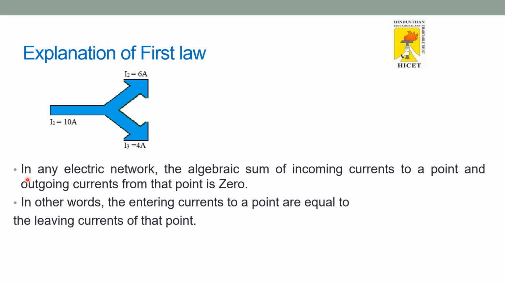So we can say that in any electric network, the algebraic sum of the incoming current to a point and the outgoing current from that point is 0. Here incoming current is 10 ampere, outgoing current is 6 plus 4, so this is also 10 ampere. So that equals 0. In other words, the entering current to a point is equal to the leaving current of that point.